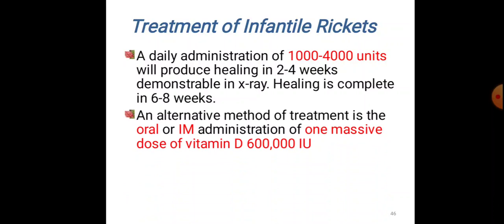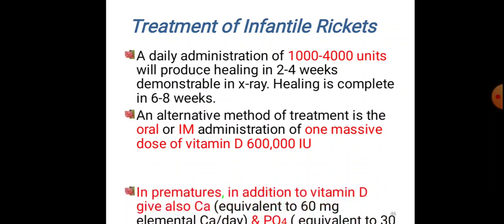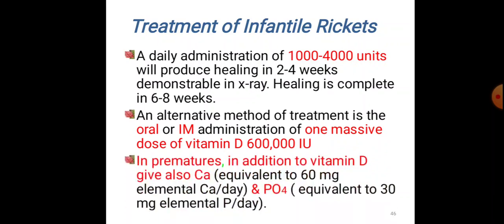An alternate method of administration is the oral or IM administration of one massive dose of vitamin D of approximately 6 lakh international units. Okay, we can give either a daily dose of 1000 to 4000 units or a single massive oral or IM administration of 6 lakh international units. In case of prematures, in addition to the vitamin D, also give calcium equivalent to 60 milligram elemental calcium per day and phosphate equivalent to 30 milligram elemental phosphate per day.